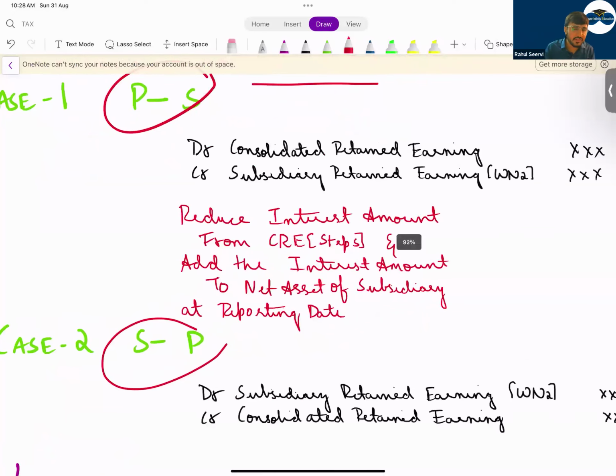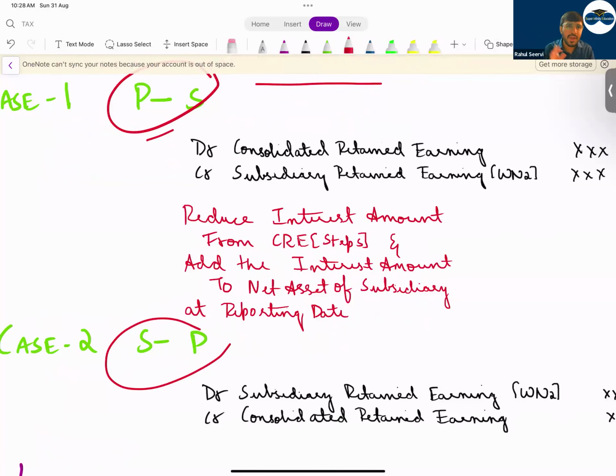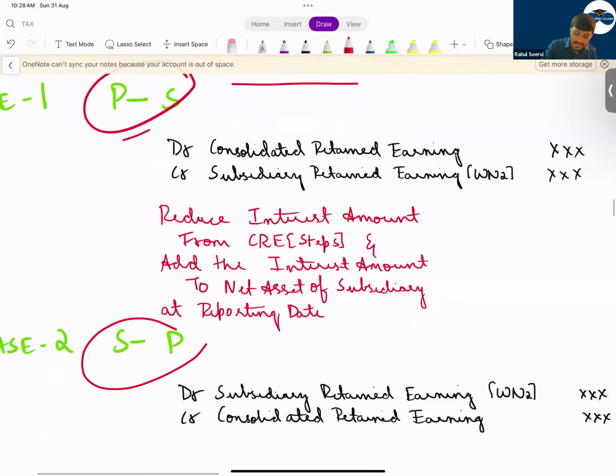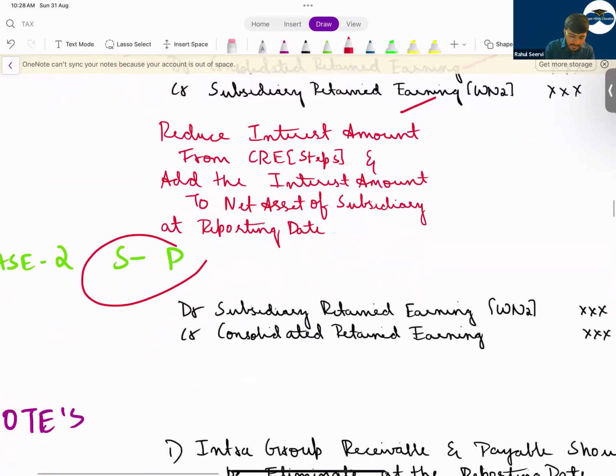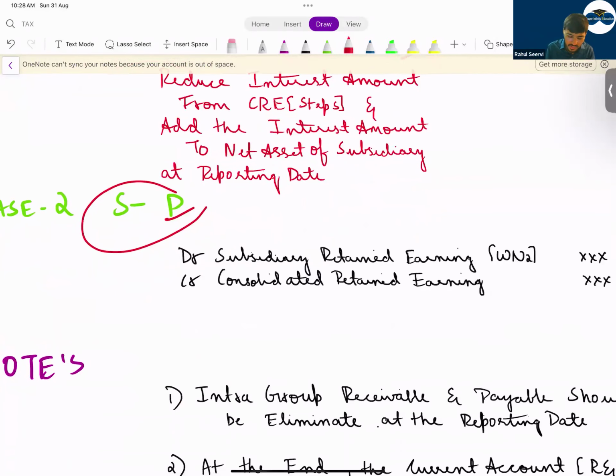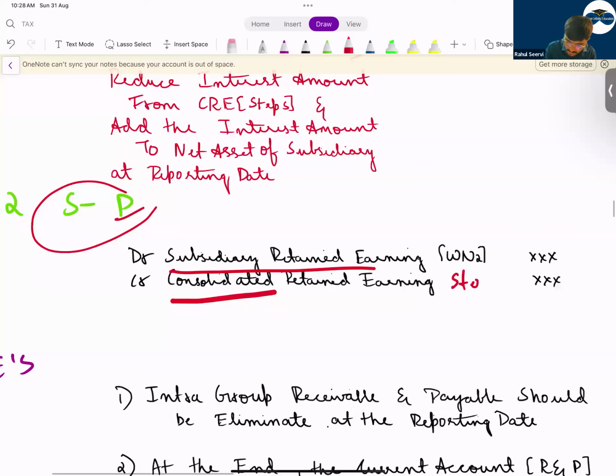So the parent company is giving a loan to S company, sir. The parent company will record income, the subsidiary company will record expense. So I will remove this income from my retained earnings, and I will reduce. I'll increase the income of the subsidiary company because we have to eliminate. And for subsidiary to parent, what will happen? The opposite. Subsidiary company retained earnings will reduce, parent company retained earnings will increase in step number 5, or working note number 5.